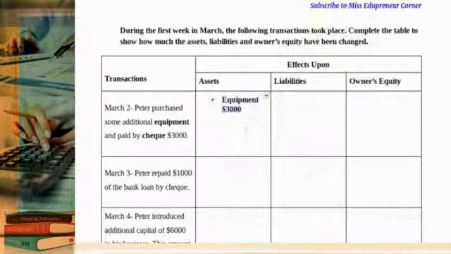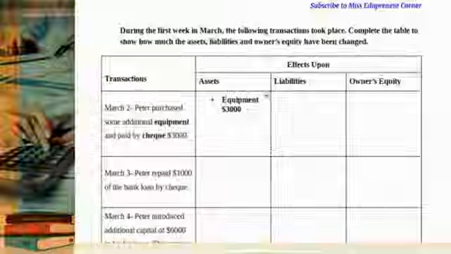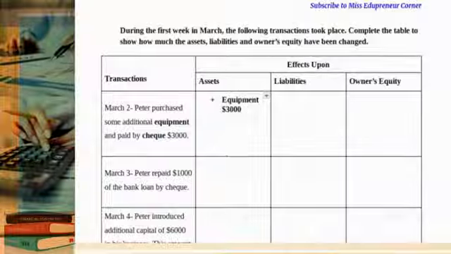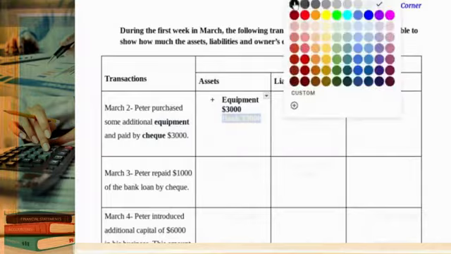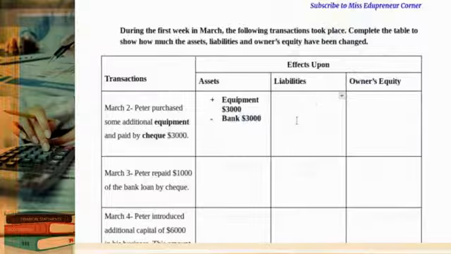Bank is also an asset, and bank is decreasing because money was taken from the business bank account to purchase this equipment. So we're going to place a small minus beside bank and then by how much. So minus bank, $3,000. The liability section was not affected, so we're just going to place no effects. Capital, our owner's equity, was not affected, so we're going to place no effect as well.